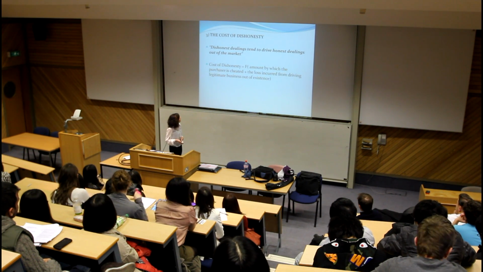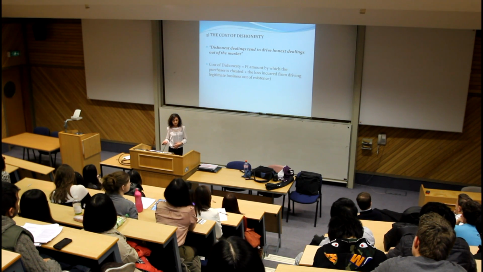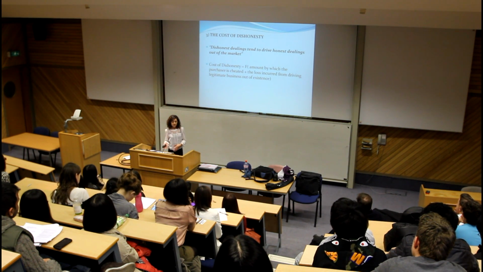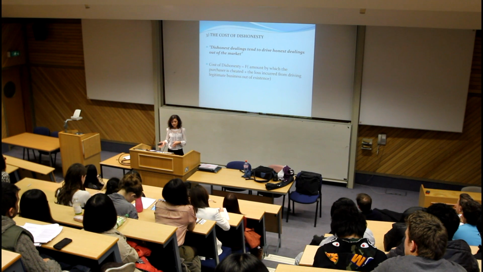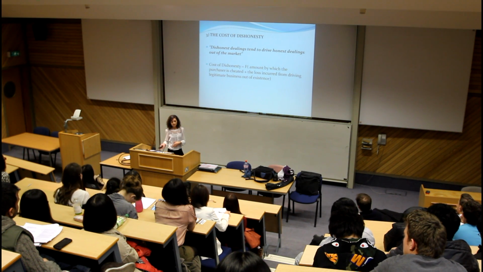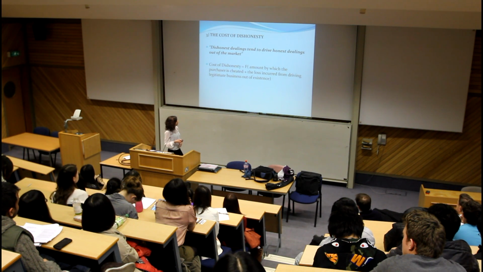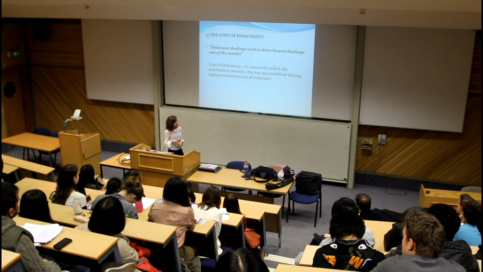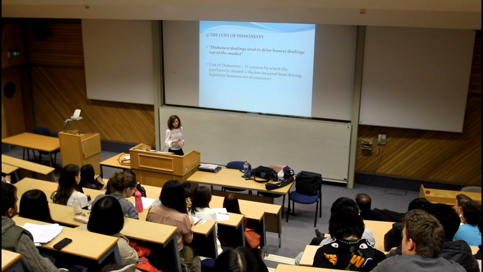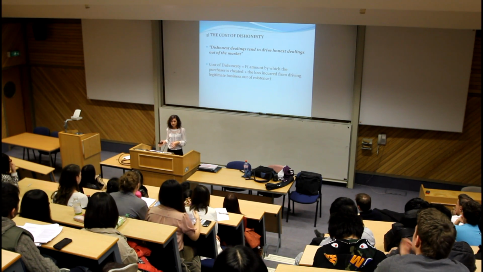The cost of dishonesty is an implication of the Lemons model, where Akerlof quotes that dishonest dealings tend to drive honest dealings out of the market. Here I've put the cost of dishonesty as a function of the amount by which the purchaser is cheated, plus the loss incurred from driving legitimate business out of existence.